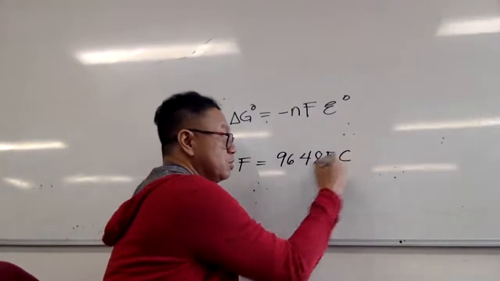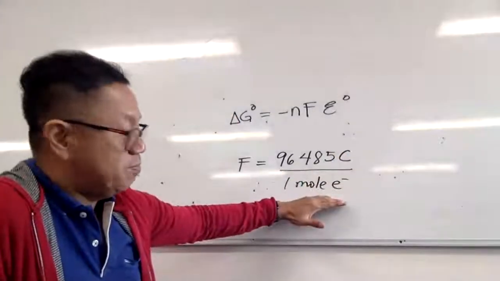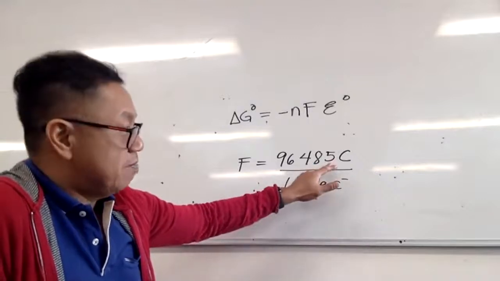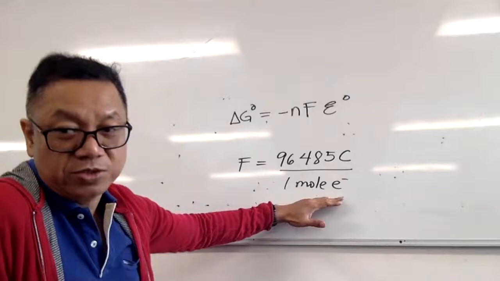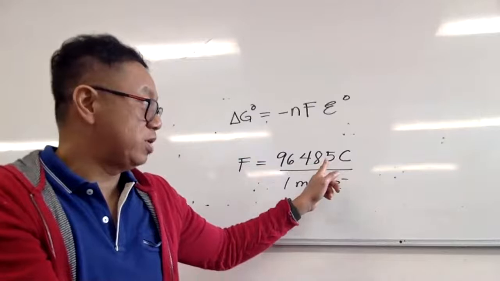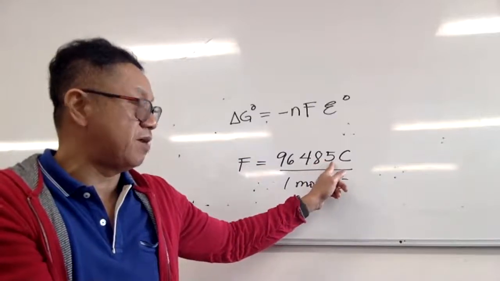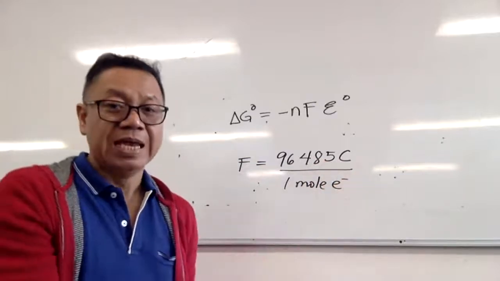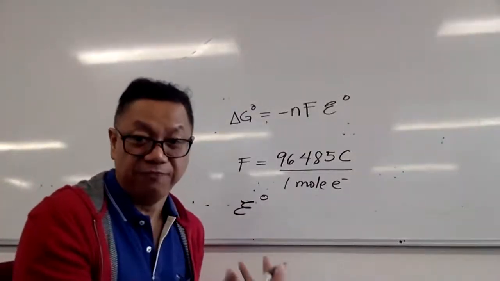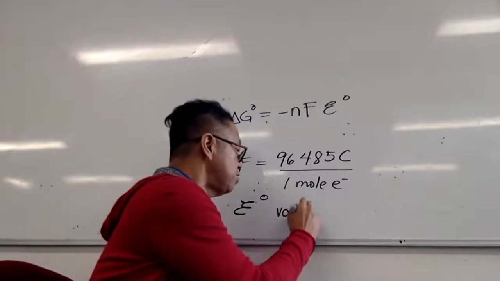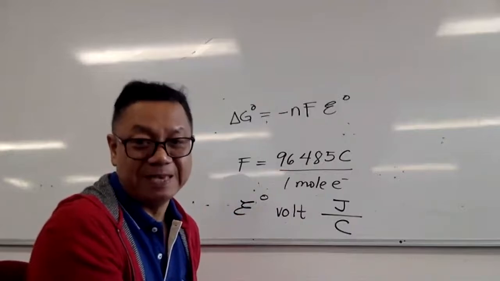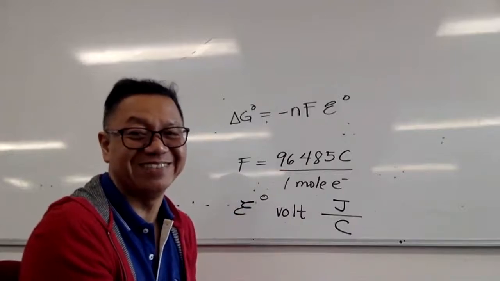96,485 coulombs per charge carried by 1 mole of electrons. This is the amount of charge carried by 1 mole of electrons. So meaning if 1 mole of electrons moves through the wire, it carries with it 96,485 coulombs of charge. Now, remember E naught, what is the unit of E naught? Volt. Volt is the unit of E naught. It's provided in the formula, but it's better to memorize because it saves you time.